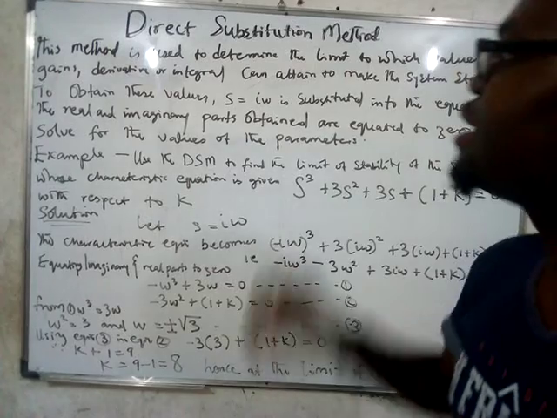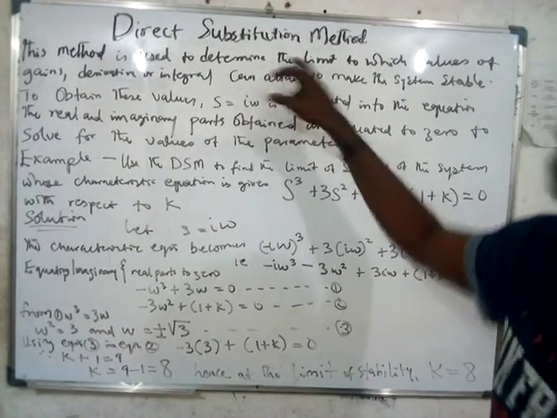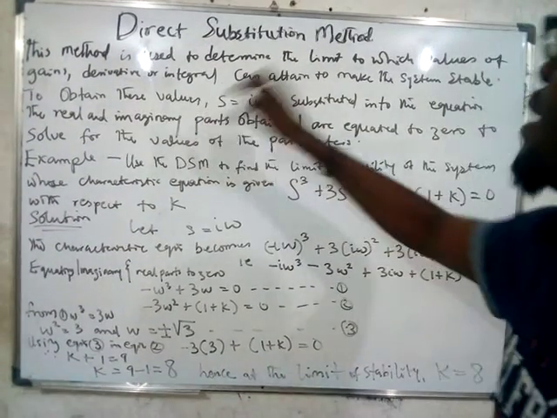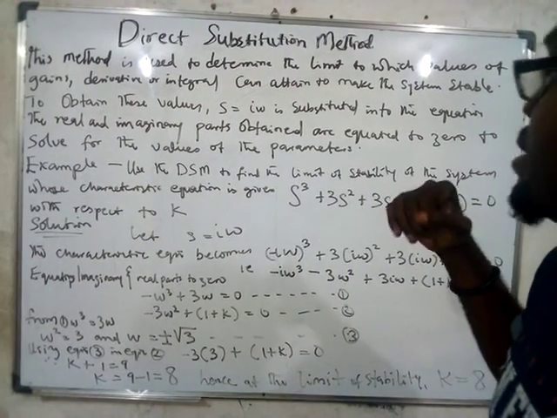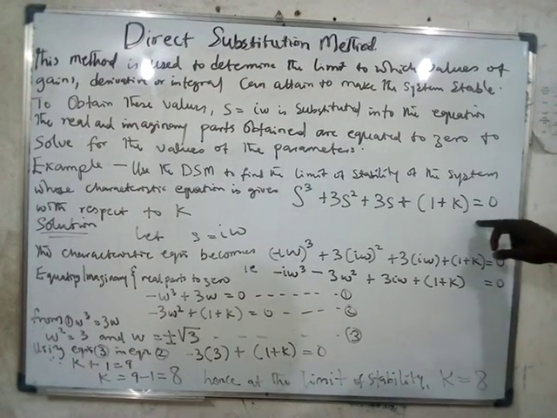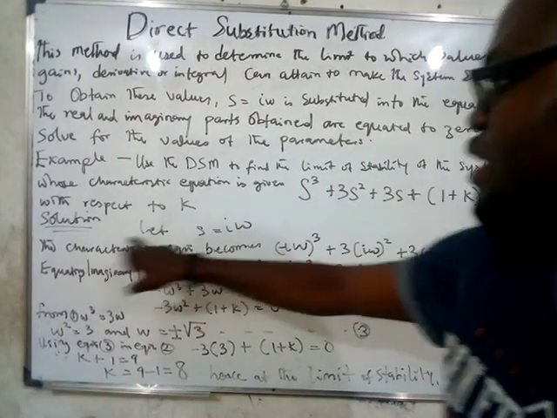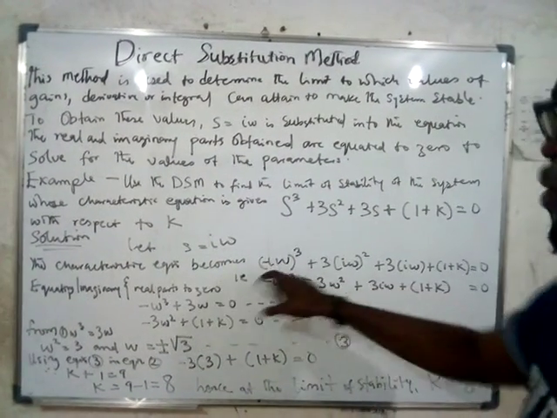And I told us that you use direct substitution method whenever you want to determine the limit to which values of gains, derivatives, and integrals can attain to make a system stable. So whenever you are given such an equation, you are given this characteristic equation, first thing you do for the solution, let s be equal to iw. The characteristic equation becomes this.